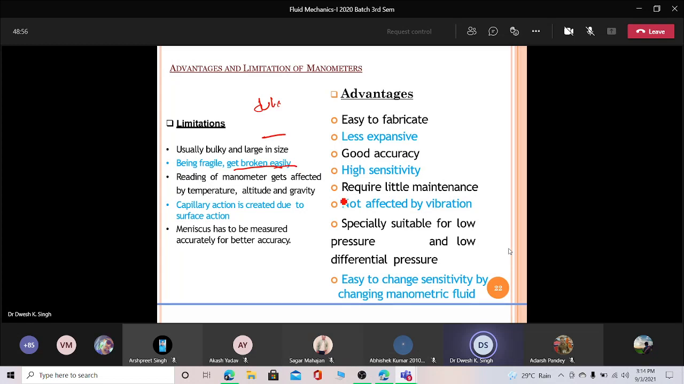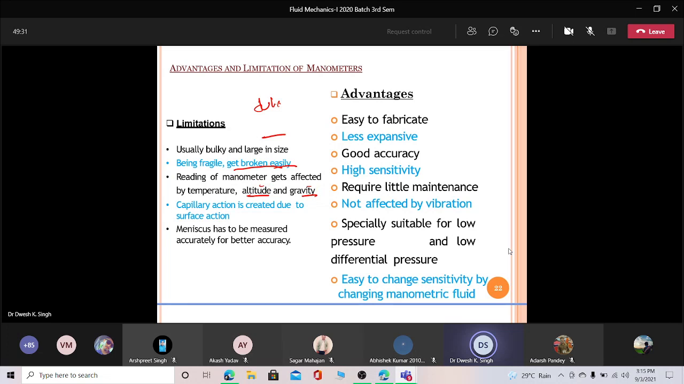And the reading of a manometer gets affected by temperature, altitude and gravity. If you go with height, as the altitude changes, we know that the pressure changes. So if you are doing tests in airspace with this manometer, it may fail due to the change in altitude and gravity. That means the reading may be affected and you will not get the correct reading.